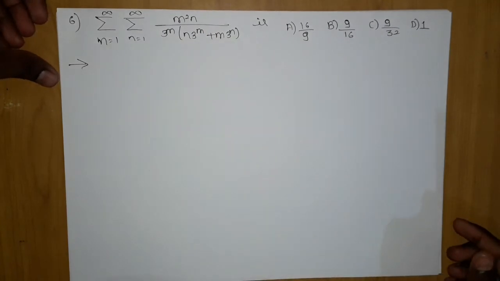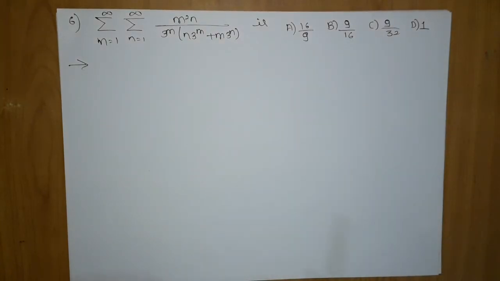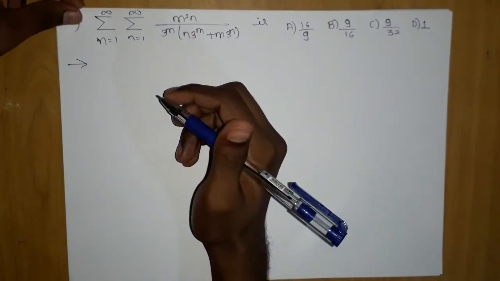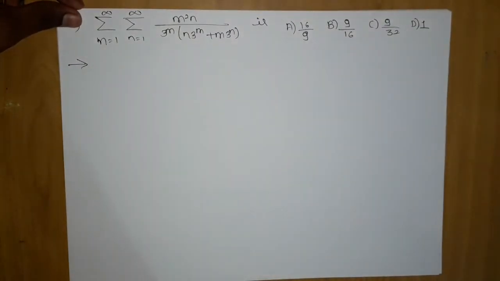Now the problem is the summation m equals 1 to infinity, double summation n equals 1 to infinity, of m square n into 3 power m into (n into 3 power m plus m into 3 power n). Options are given, but the options don't matter, because in the end you are going to analyze this by solving. In this type of problem, what can we do?